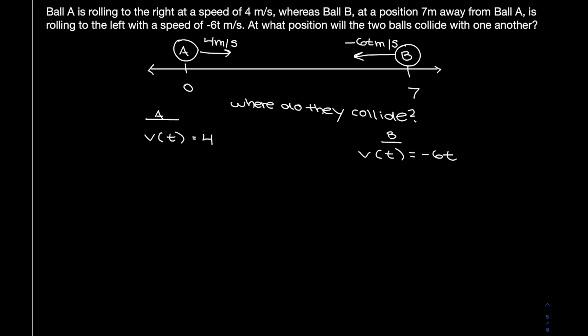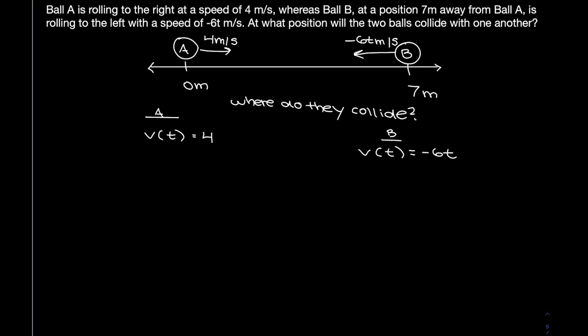So here I drew out a little picture where we have ball A traveling to the right at 4 meters per second, and then ball B traveling to the left at -6t meters per second. And I also put at the bottom the distances, so we have 0 meters, and then we also have 7 meters. That negative sign is to designate that our motion is in the left direction. And we are trying to find where these objects collide.